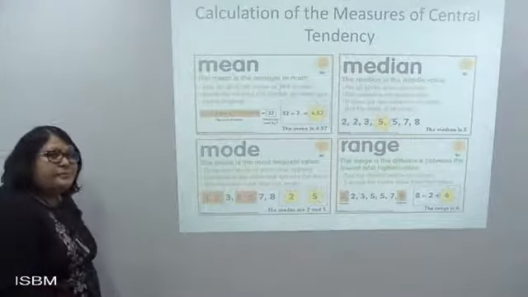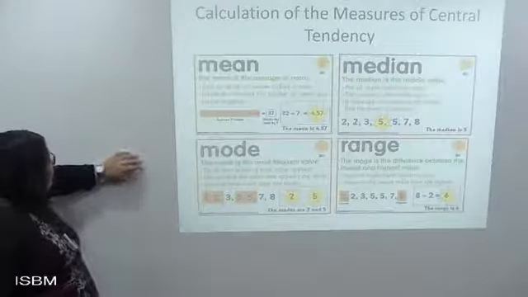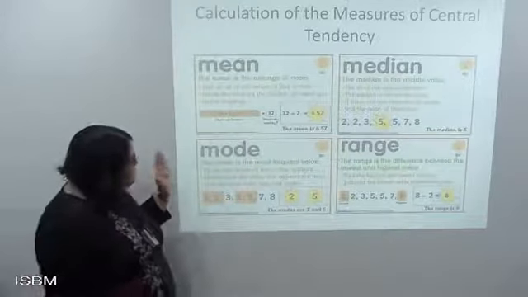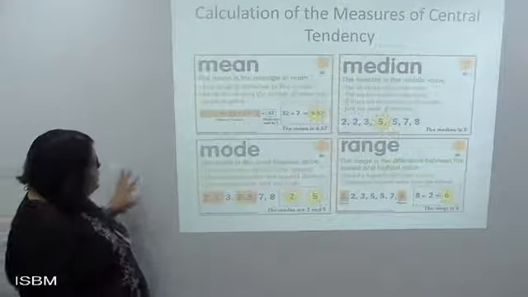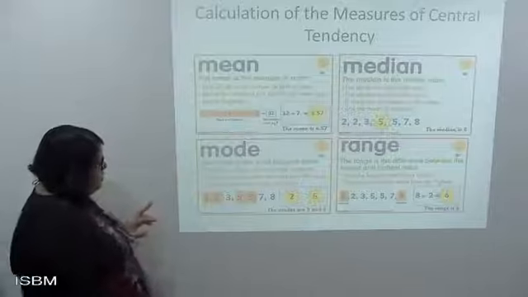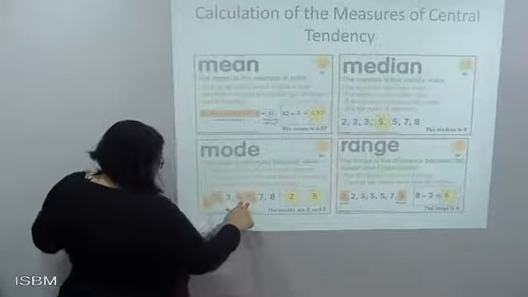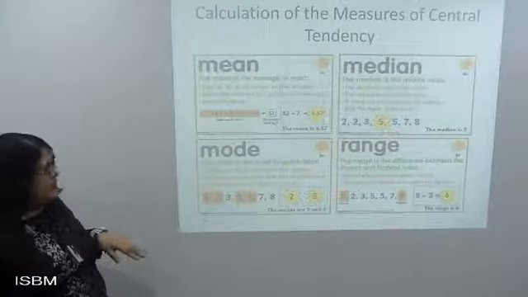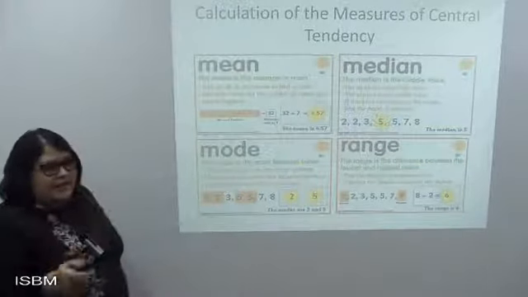Then you have the mode. Now the mode is the most frequently occurring value. How will you calculate your mode? Count how many times each value appears. The mode is the value that appears the most, and you can have more than one mode. So in this, 2 occurs twice, 5 occurs twice, and 3, 7 and 8 occur just once. So 2 and 5 are your modes in this sample.